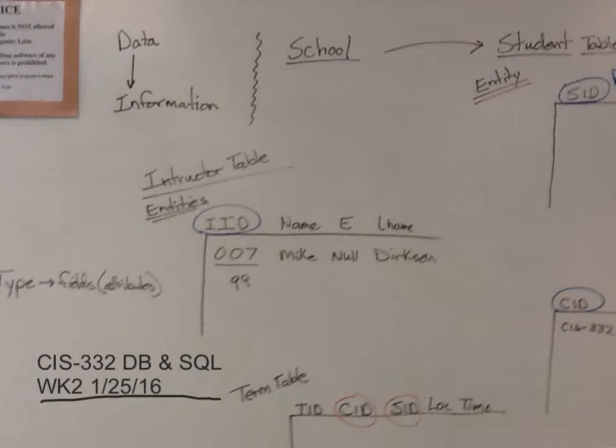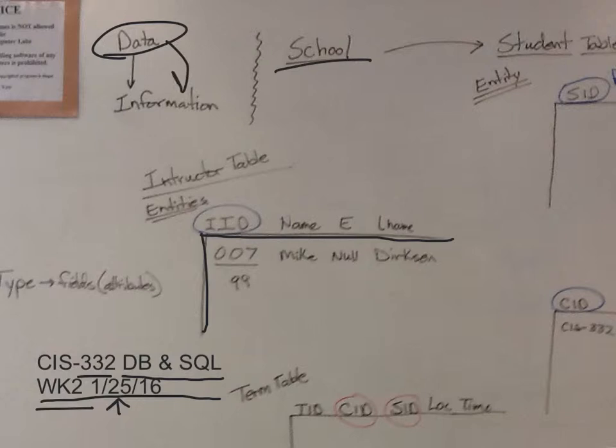This is a summary of the whiteboard to give you an idea of what we had on the notes. CIS-332, database, and SQL. This is week 2, so this was Monday, so we have some slides on Monday and some slides from Wednesday. So we followed up on Monday with what we talked about the previous week. We just had one day on Wednesday. And we talked about the example of a school converting data into information.